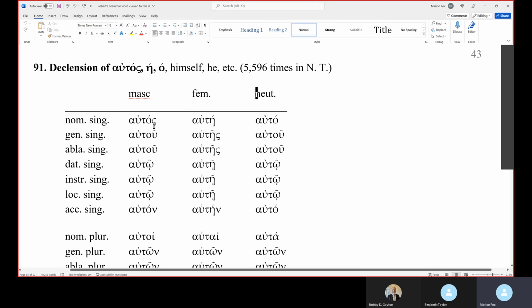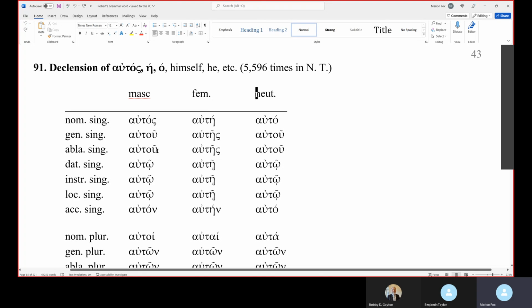I want you to look at something here. I want you to see something here. Autos, and then auto. The nominatives are all different. But look here. Genitive, auto, that's ablative. We expected those to be the same. But over here with the neuter, it's auto also. So when you see one of these pronouns, you don't know whether it's masculine or neuter unless it happens to have an article.